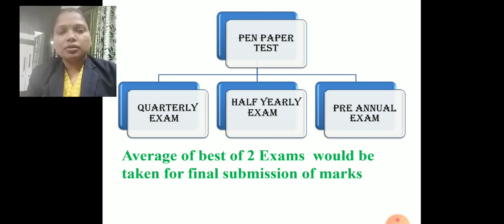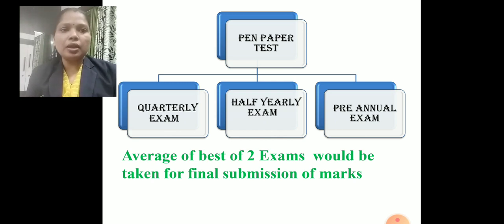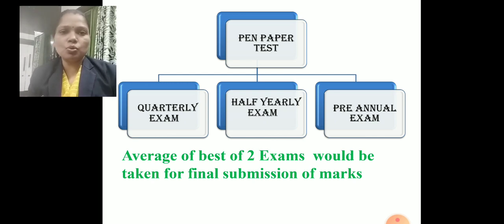Pen paper test: we are going to give a total of four exams. Out of those 4, one is the board exam, which we are not going to consider now. Here only 3 exams are considered. Out of these 3 exams, the average of the best 2 exams is what we consider and submit to the board. The final submission of marks is the best of 2. There will be a quarterly exam, then a half yearly exam, and then a pre-annual exam. In any 2 of these exams where you get good marks, those marks we are going to consider. So please study hard and score good marks in these exams.